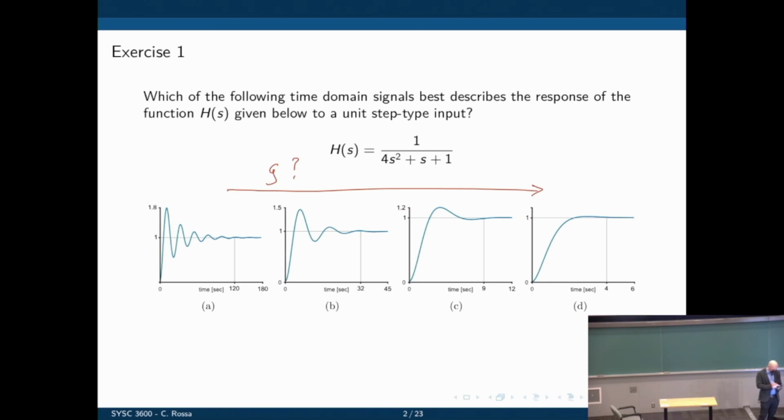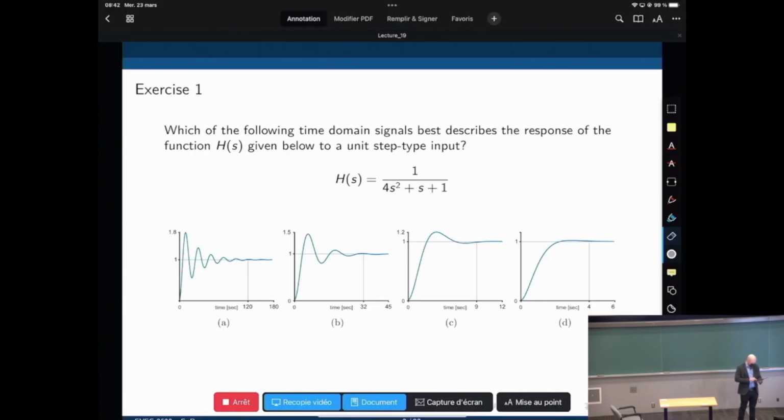That doesn't really answer our question. It's just an observation we can make. All these 4 functions have different damping ratios, but you can't really tell which one is which based only on the damping ratio. Sorry, my slide here is stuck. Okay.